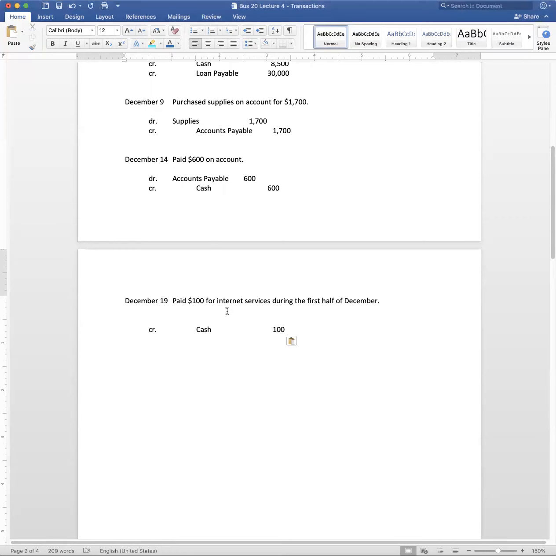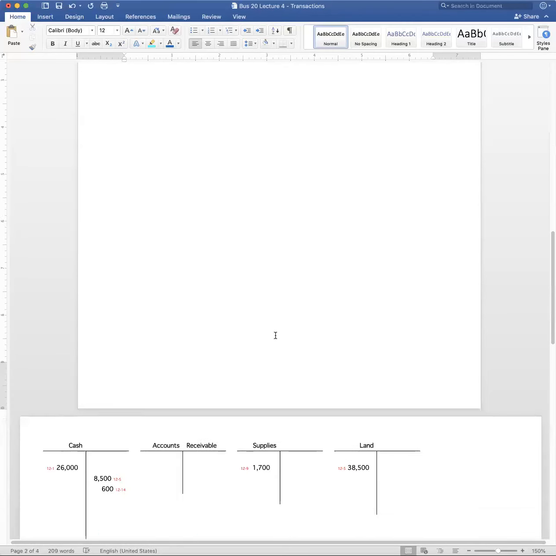All right, so what's the debit? What else is involved? Well, they're paying for internet services. Now, internet services, right? Have they been used? Well, it was during the first half of December, and we're doing this on December 19th. So clearly the internet services have already been used. That's going to be an expense. And internet is another form of utility, just like electricity or water or gas or garbage. So this is going to be a utilities expense.